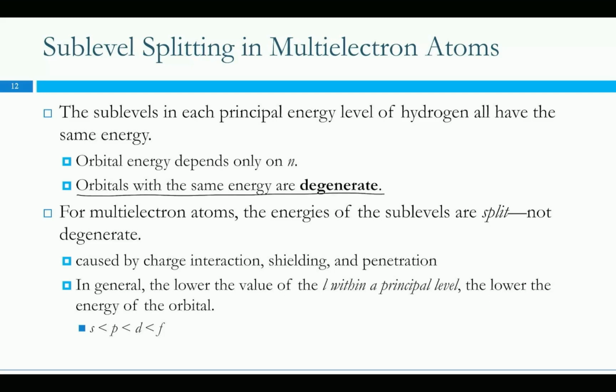And those orbitals are called degenerate orbitals, which is not like the conventional degenerate. It just means that instead of having their own energy levels, they're all on the same level.